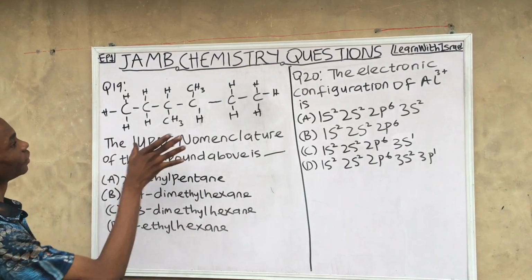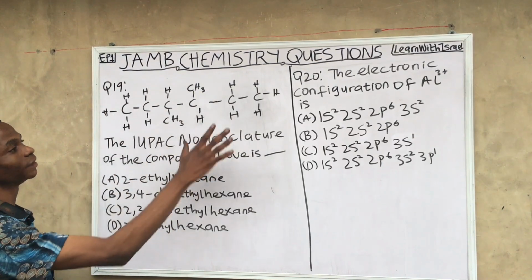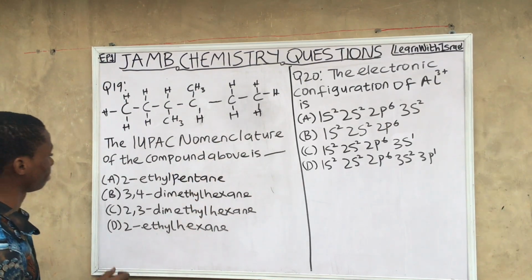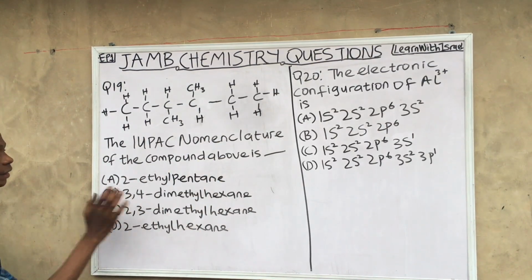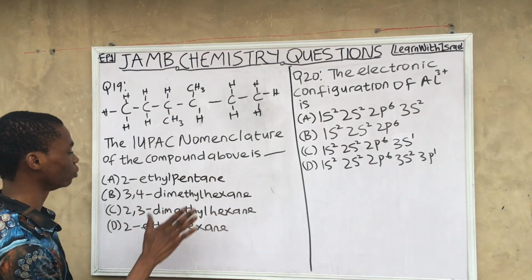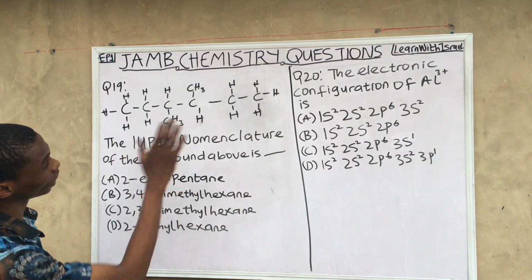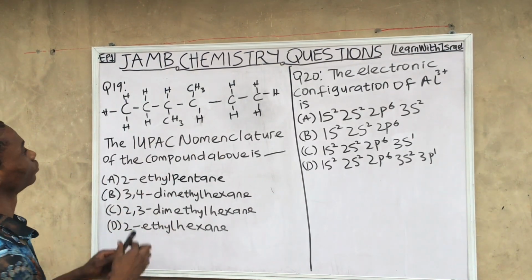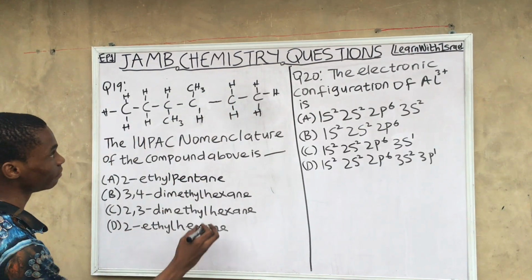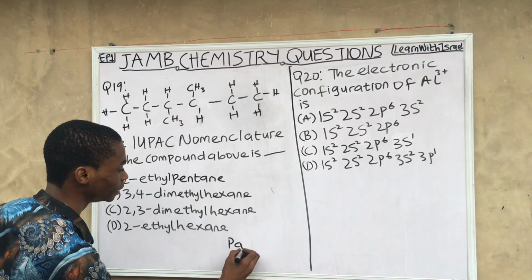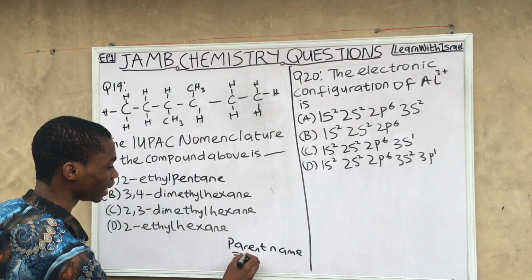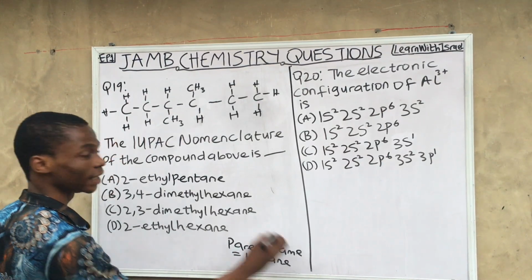Question 19. This is an organic chemistry question. The IUPAC nomenclature of the compound above is: A, 2-ethylpentane; B, 3,4-dimethylhexane; C, 2,3-dimethylhexane; D, 2-ethylhexane. We cannot just look at it and know the answer; we have to check through. So 1, 2, 3, 4, 5, 6 means hexane. So the parent name is hexane.